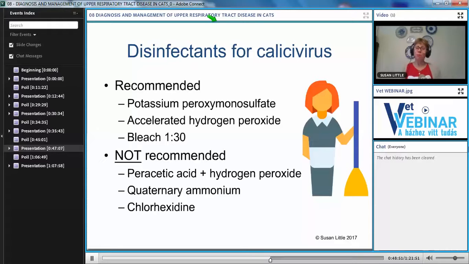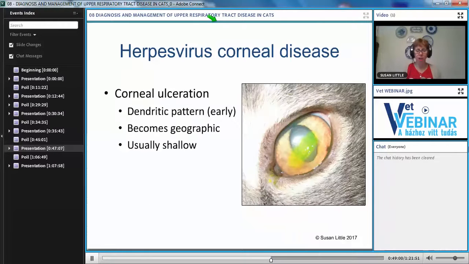So I've talked about the common aspects, clinical aspects of herpes virus and calicivirus. Let's talk about some of the other aspects of these viral infections. So we do see a variety of corneal signs with herpes virus. So corneal ulceration, often shallow, especially early. We would detect that by staining, a fluorescein stain of the cornea.